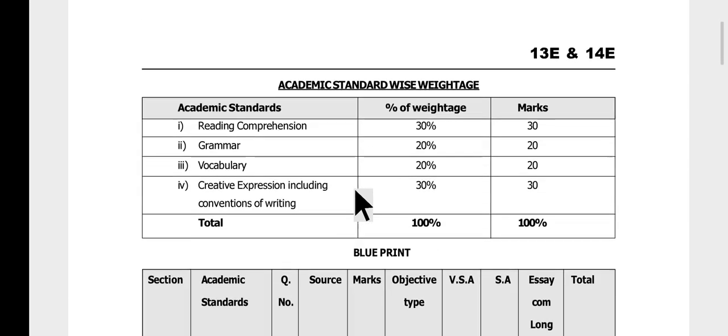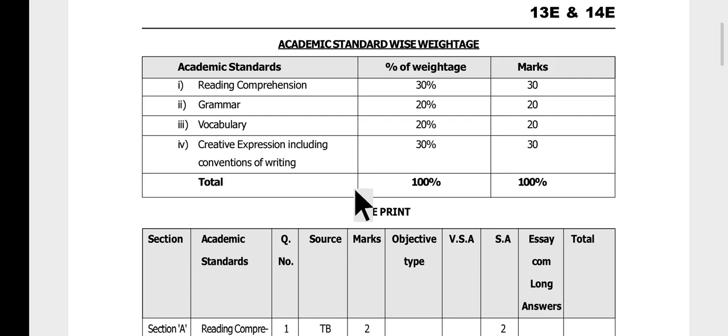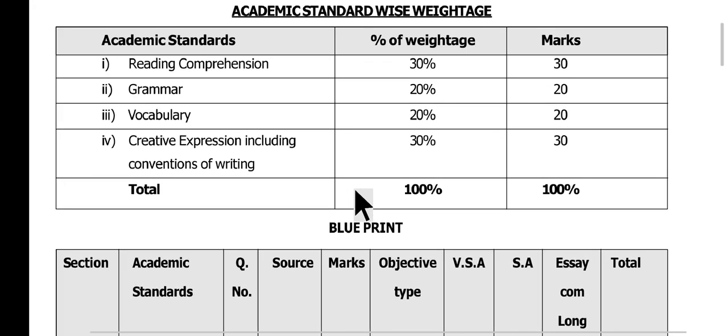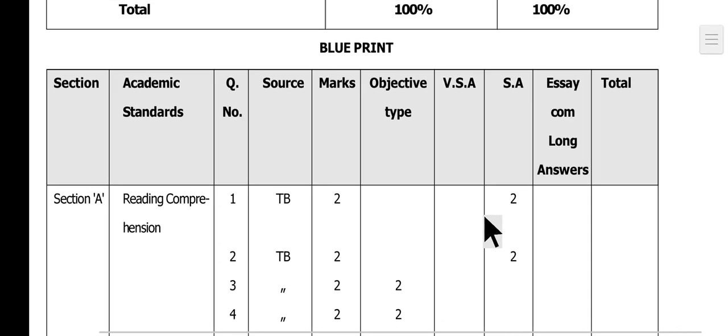Now we will move on to the academic standard wise weightage. Dear students, can you look at the academic standards? Here we have reading comprehension, which is for 30 marks, grammar 20%, 20 marks, vocabulary 20% of weightage having 20 marks, and finally creative expression including conventions of writing, which is for 30% weightage totaling 30 marks. So total 100 marks. Now look at the blueprint.